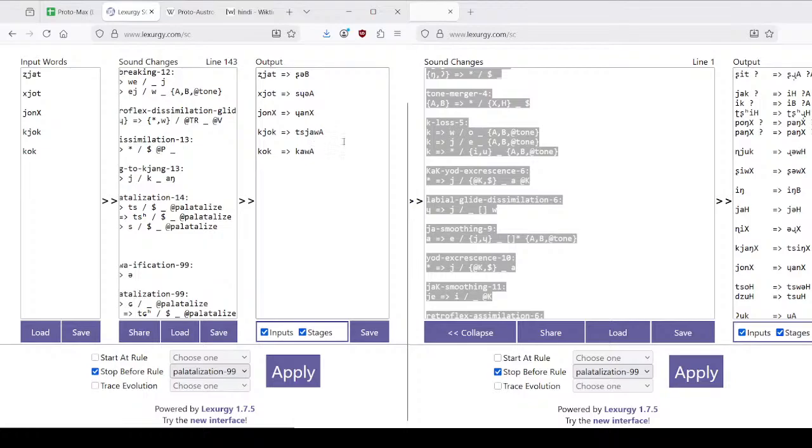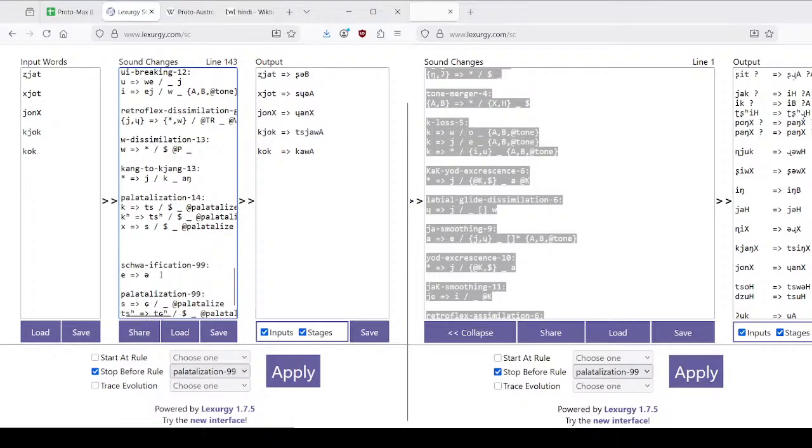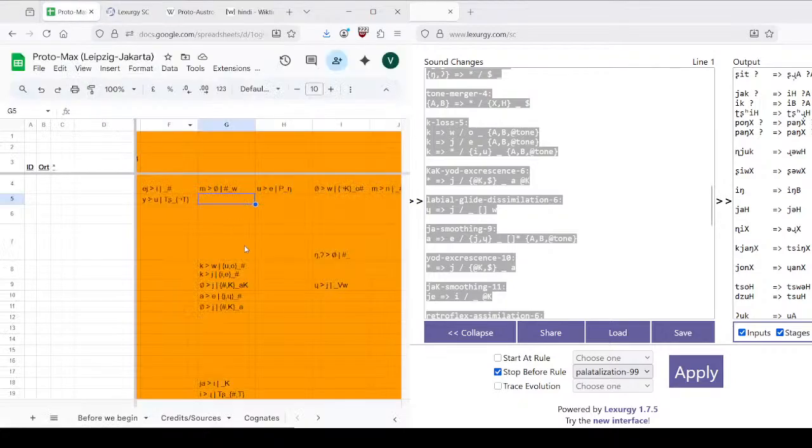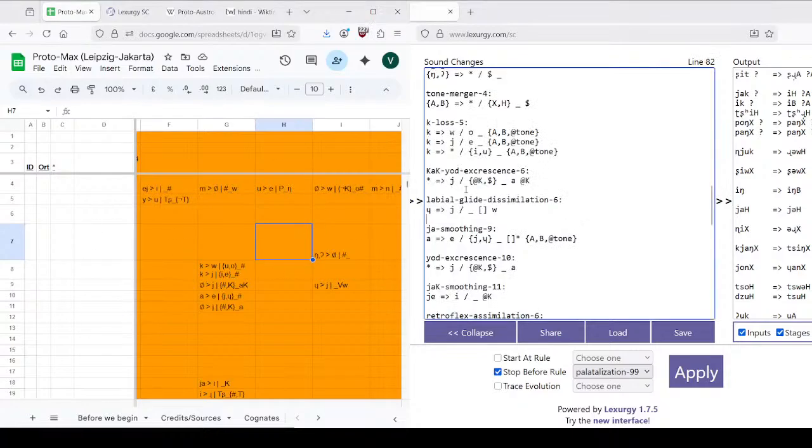I do not. That's basically what I'm doing, honestly. I have a bunch of sound changes here already, so that implies I have a bunch of IPA symbols here, and so I'm just grabbing them from what I have in the spreadsheet or what I already have in Lexergy.